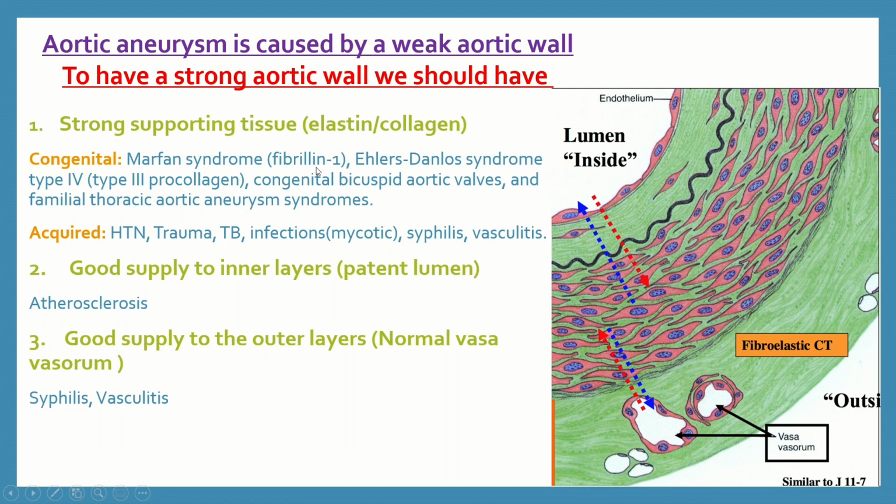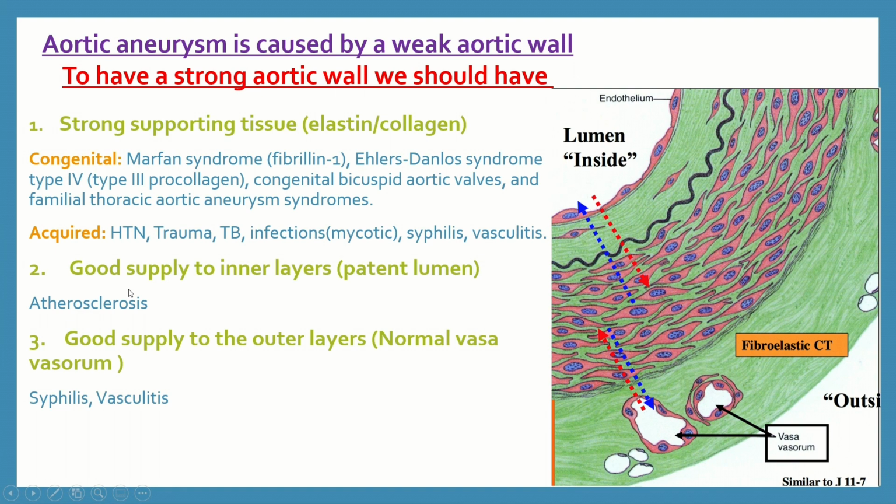Diseases that affect the supporting tissue include congenital diseases like Marfan syndrome, in which they have defective fibrillin 1, which is an essential component of elastin. Other diseases like Ehlers-Danlos syndrome, type 4, which causes defective type 3 procollagen, which is the precursor of collagen type 3. And other congenital diseases like congenital bicuspid aortic valve and familial thoracic aortic aneurysm syndrome. Acquired diseases that affect the supporting tissue include hypertension, trauma, infections, and vasculitis.